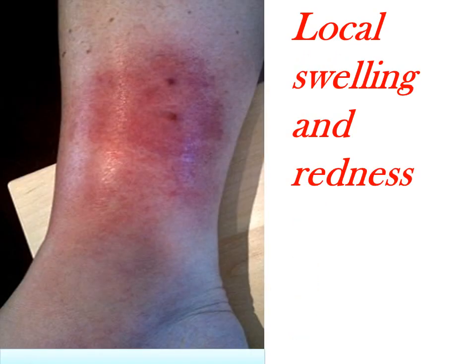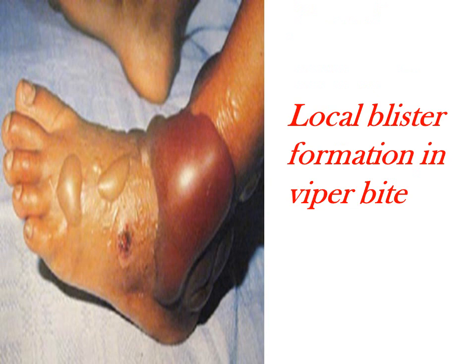This is another good example of a local swelling and redness. Here also you can see the fang mark. These are the two things, the fang marks and this redness, as we have already told, and the swelling, as you can see here. Now the swelling can be much bigger than that, but this also has another feature which is the local blister formation. So these are the blisters. This one is a blood filled blister, and these blisters are very common in viperine bite.